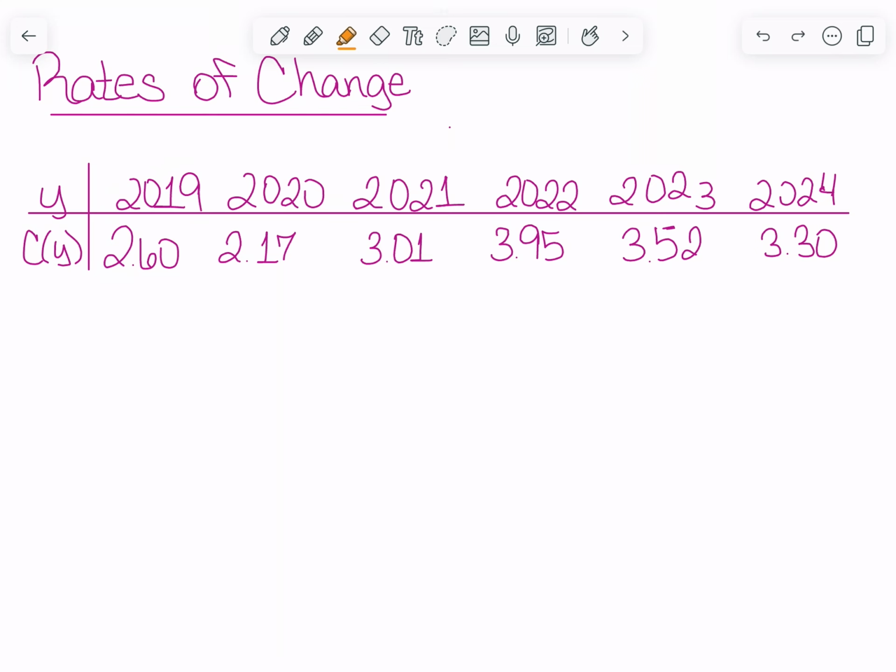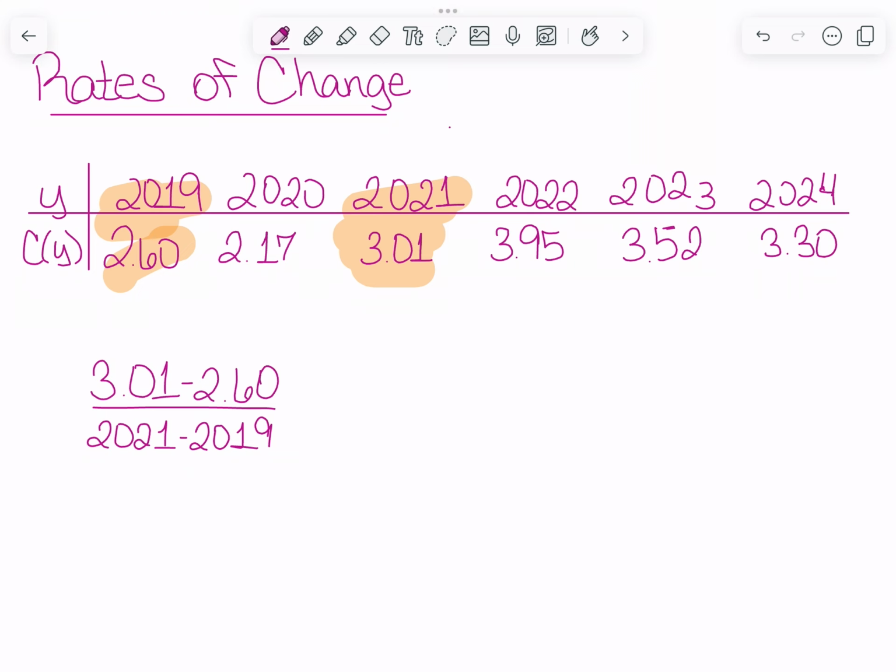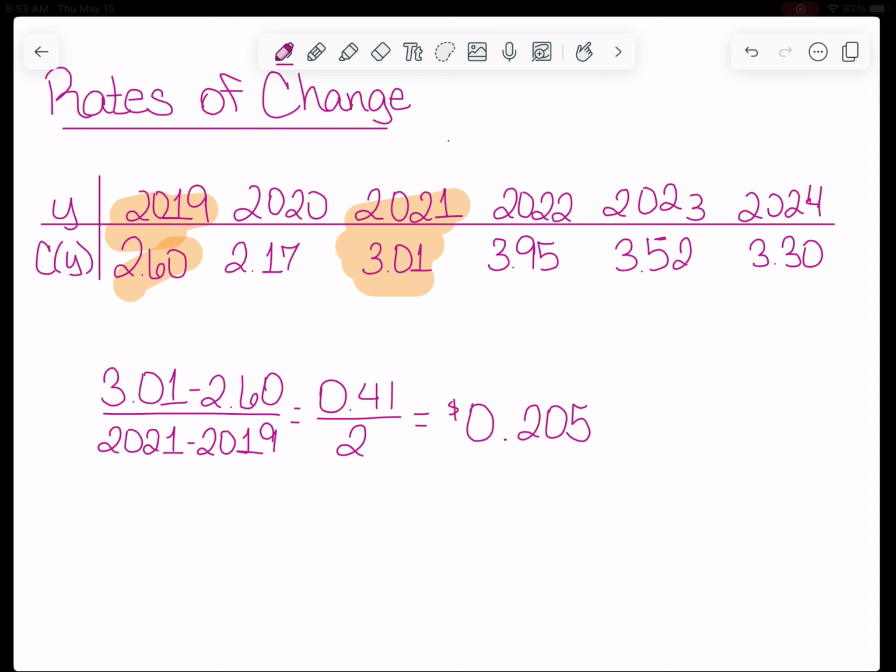Next, let's look at the rate of change between 2019 and 2021. And this time, I'll do it all as a single step. We would subtract the outputs, 3.01 minus 2.60, and divide by the inputs, 2021 minus 2019. Calculating this gives us 0.41 divided by 2, which is about 0.205. So this tells us that between 2019 and 2021, gas went up an average of 20.5 cents each year.